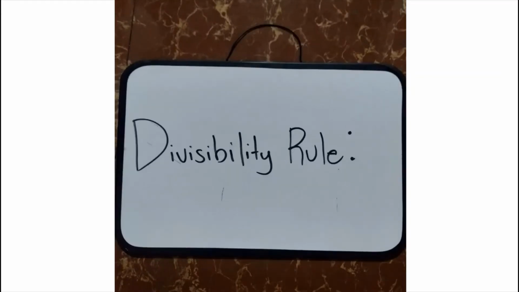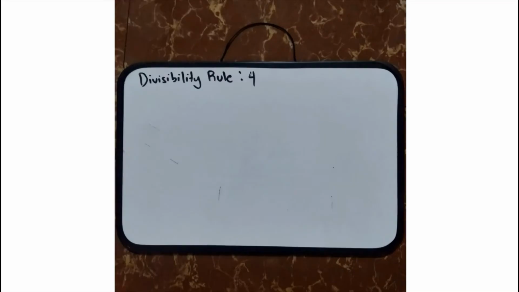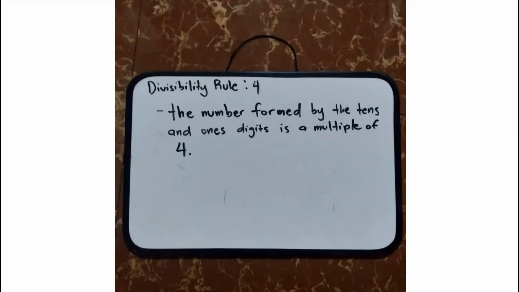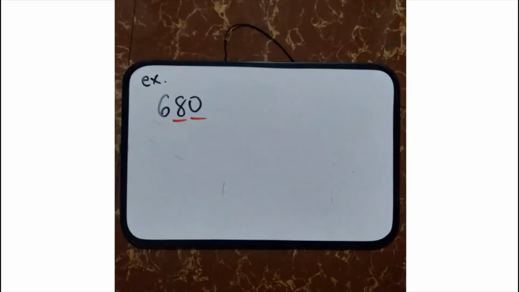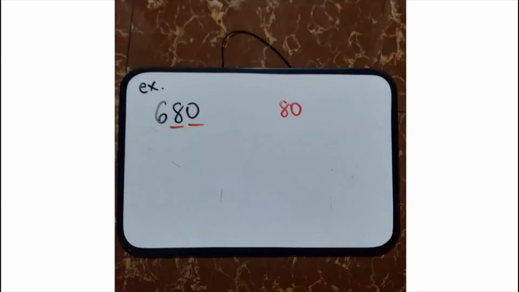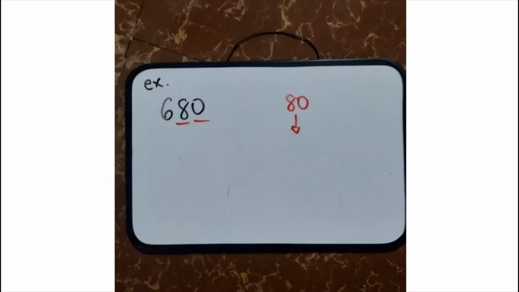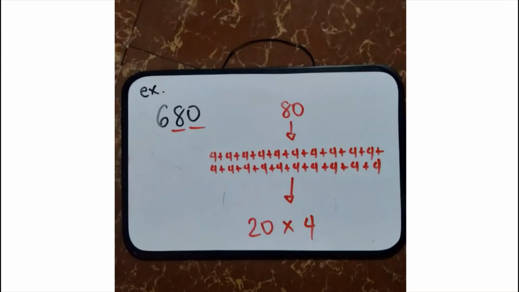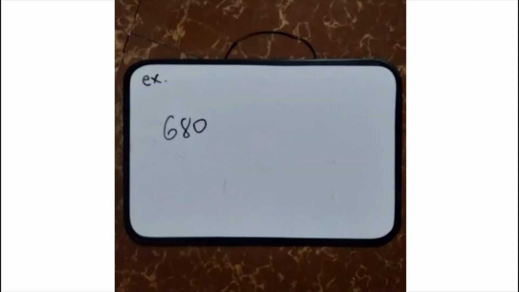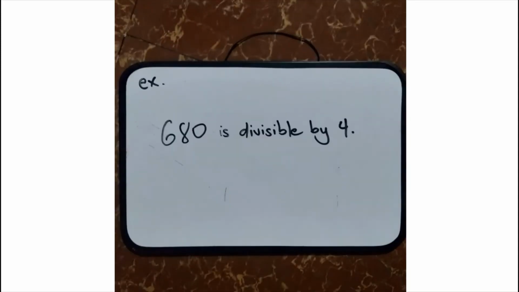Divisibility rule 4. A certain number is divisible by 4 if and only if the number formed by the tens and ones digits is a multiple of 4. For example, 680. The number formed by the tens and ones digits is 80. Now, let's determine if 80 is a multiple of 4. For certain, it is because 20 4's or 20 times 4 is equal to 80. Hence, 680 is divisible by 4.